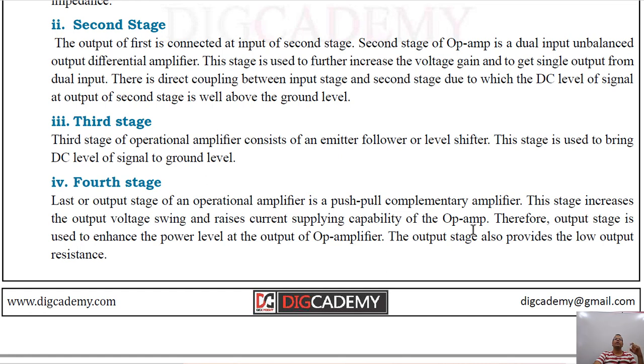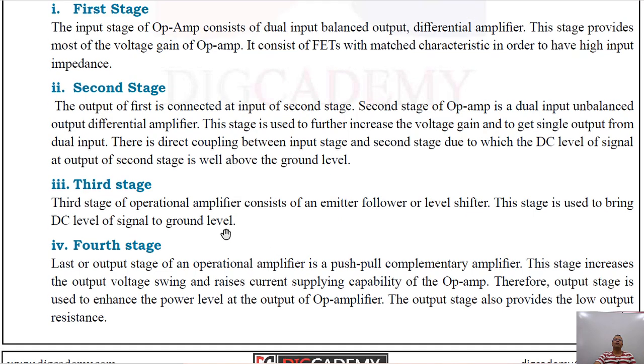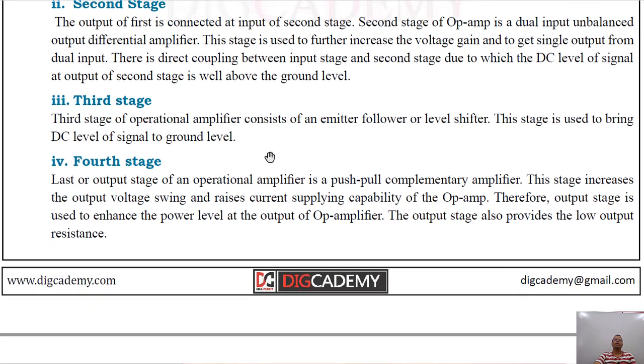It increases the voltage swing and raises the current level. That means indirectly it enhances the power level. So it enhances the power level of the output of the operational amplifier. The output stage also provides the low output impedance. So the output stage does two functions. First, it increases the power level or raises the current supplying capability, and it provides the low output resistance to the op-amp. Fine. So there can be objective type question based on these four stages.